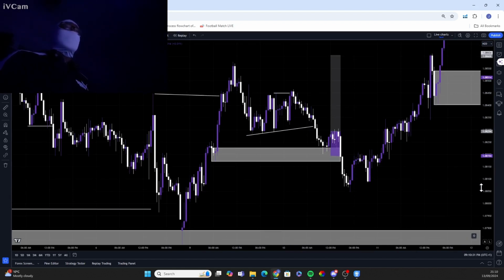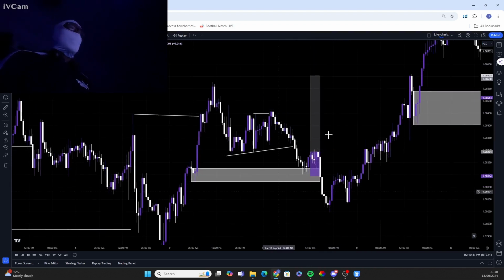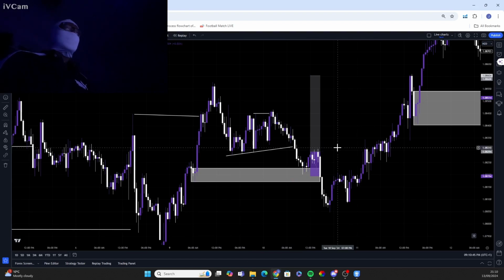So what I did was I entered pretty late, but it was meant to be a break of candle entry, but I ended up entering late, but obviously it came to our stop loss anyways. But you can see where I'm coming from and obviously why I took this trade.